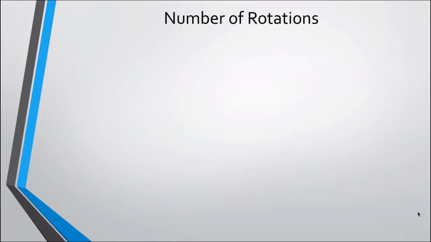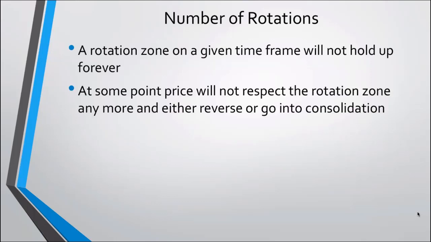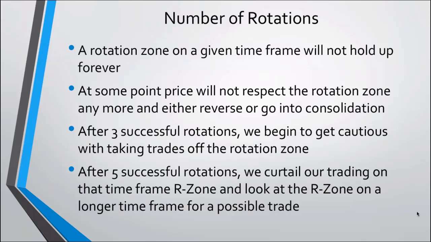So let's talk about the number of rotations, because obviously there's more than one when you have an upward sloping R zone. A rotation zone on a given time frame will not hold up forever. At some point, price will not respect the rotation zone anymore and either reverses or goes into consolidation again. After 3 successful rotations, we begin to get cautious with taking trades off of the R zone. Now that's not just a number that we pulled out of the air. That's something that we actually researched, and it's a good rule of thumb on different time frames.